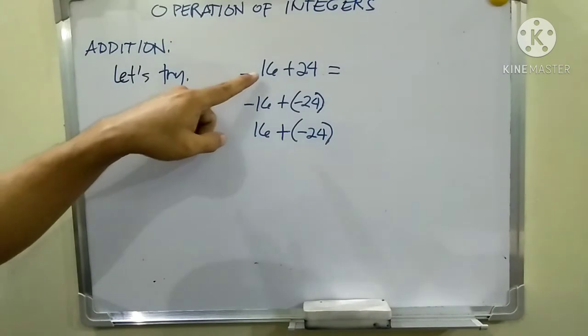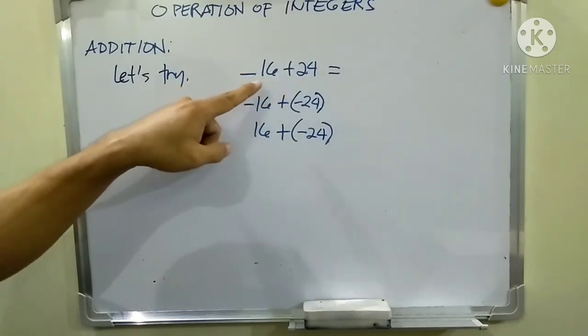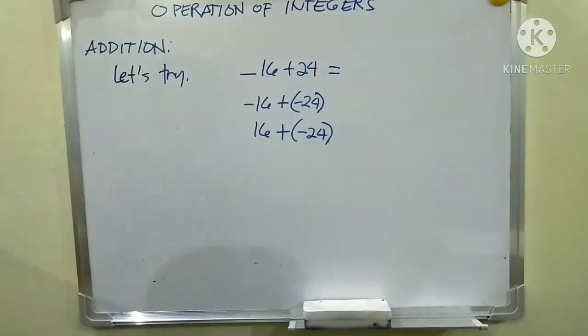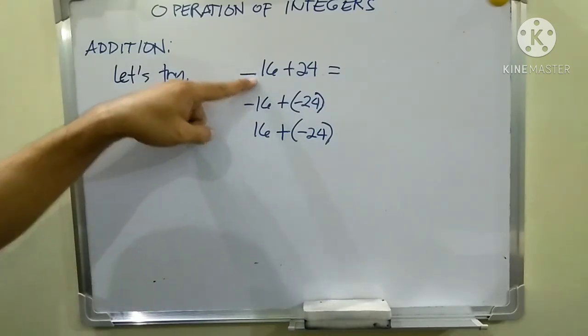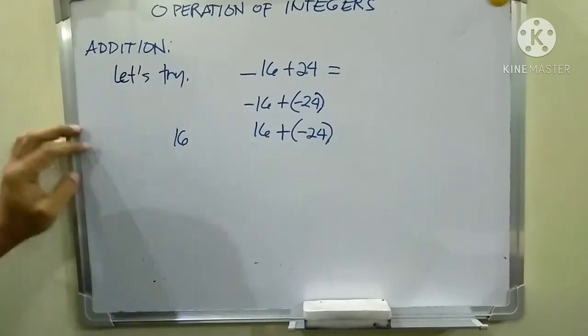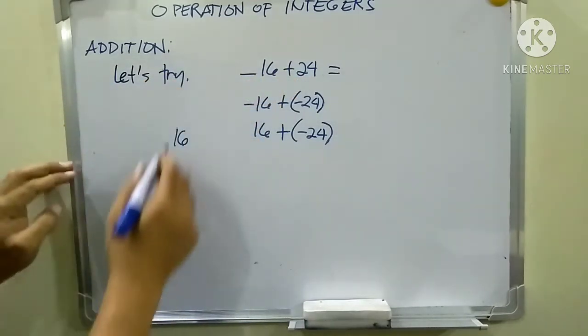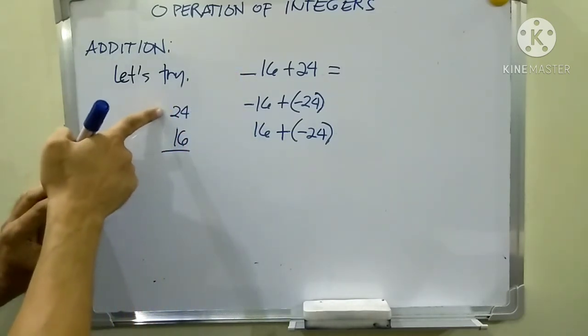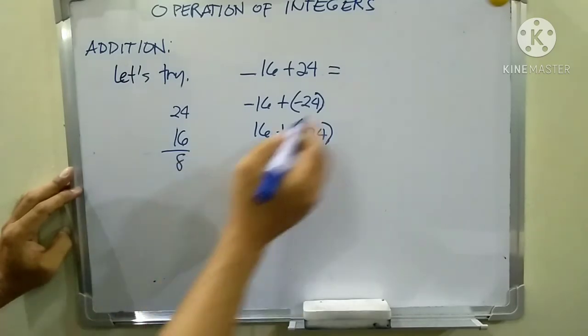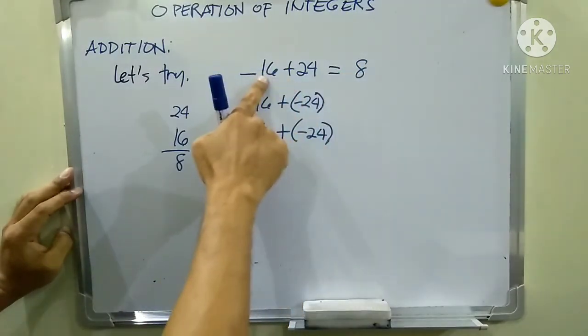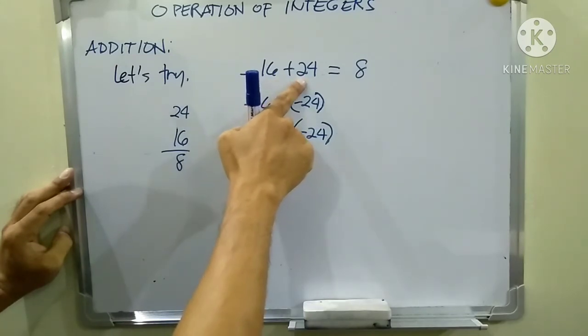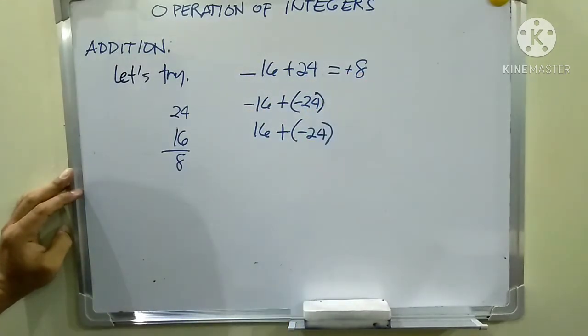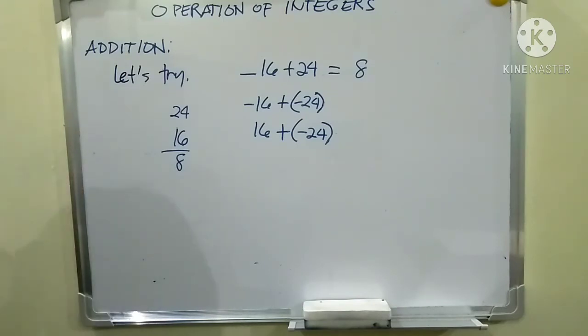Let's try this. We have negative 16 plus 24. These two numbers are of different signs, so we have to follow the rule of adding numbers with different signs. Get the absolute value of negative 16, and that is 16. Get the absolute value of 24, and that is 24. Get the difference between the two. 24 minus 16 is 8. So we have here 8. Which one is farther from 0? It is positive 24. So the answer is positive 8. You can just remove the positive sign.